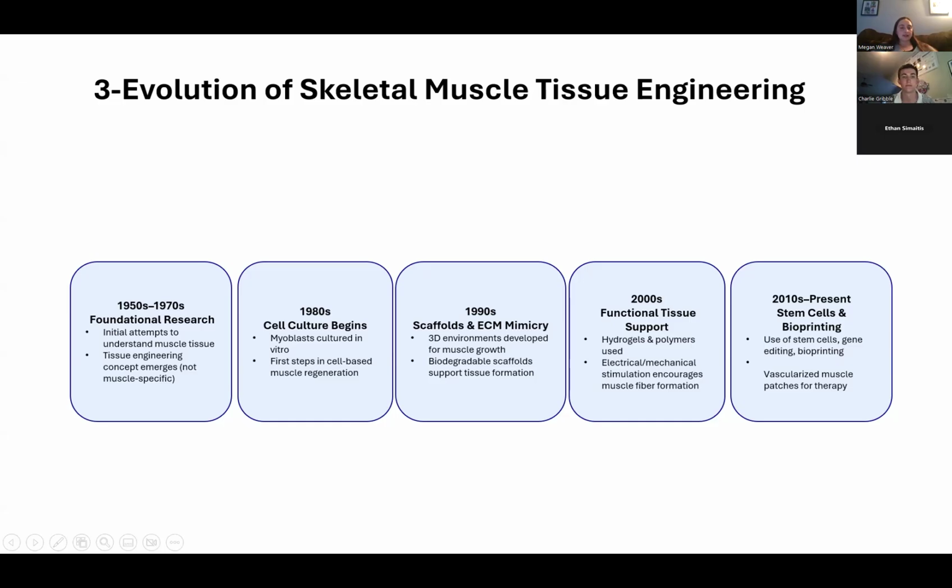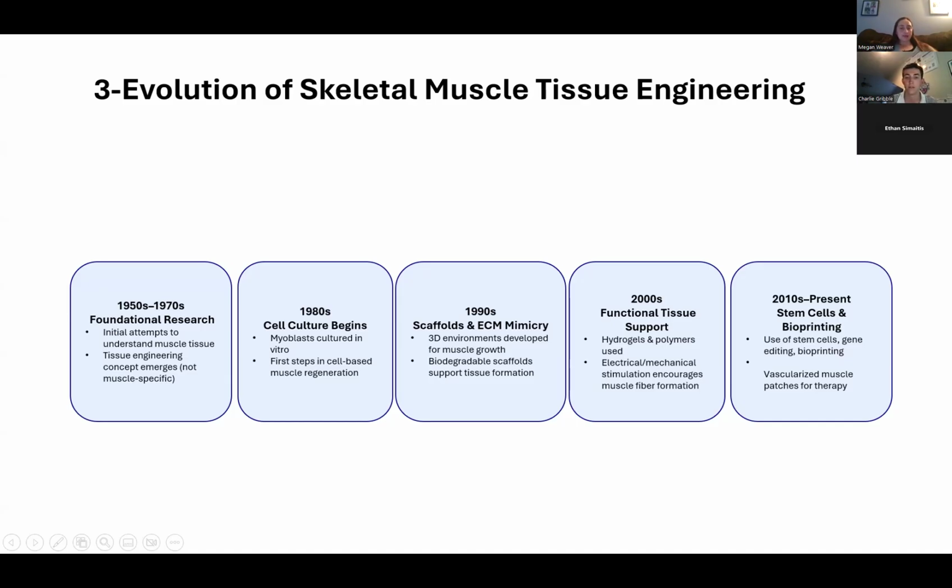Fast forward to the 1980s, a pivotal decade for muscle research. Scientists made major strides in understanding myoblasts, which are the precursor cells that eventually become muscle fibers. They discovered that these myoblasts could be cultivated in vitro, meaning outside the body in a controlled lab environment. Even more exciting was the realization that these cells could be stimulated to differentiate, or mature, into functioning muscle fibers.